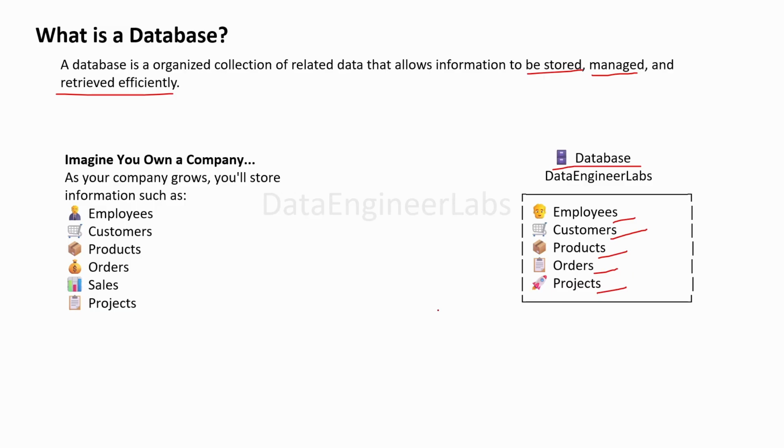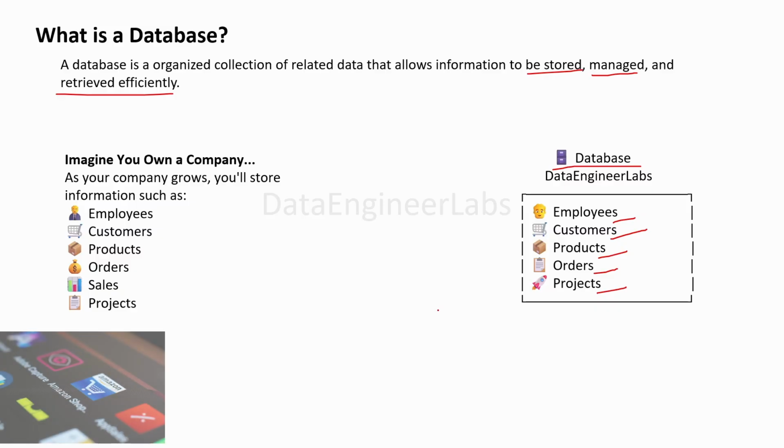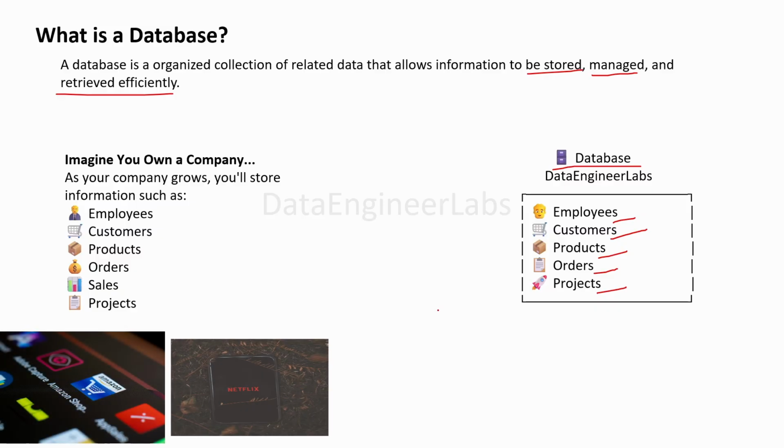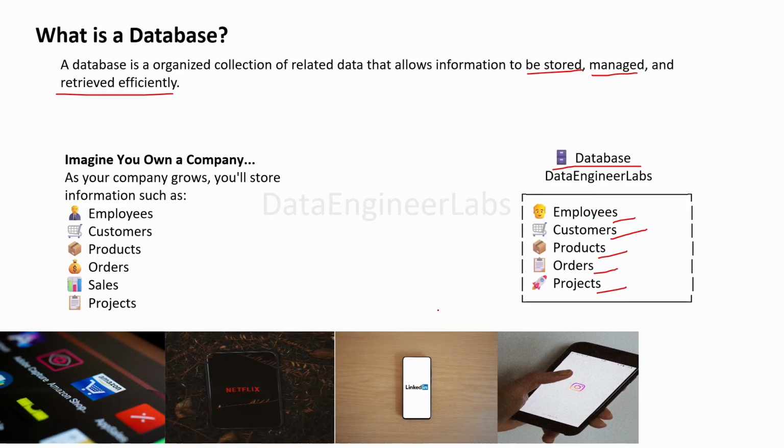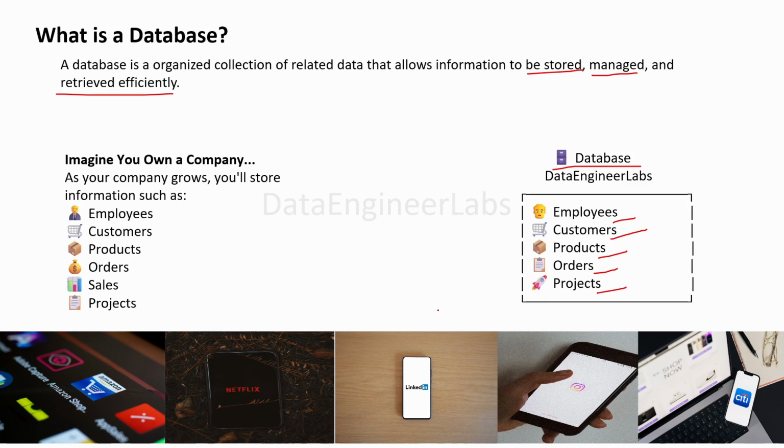Every application you use, such as Amazon, Netflix, LinkedIn, Instagram, or even your banking app, stores and manages its data using databases. As a data engineer, one of your primary responsibilities is to build and maintain systems that efficiently store and process this data. But if a database stores everything, how does it stay organized?